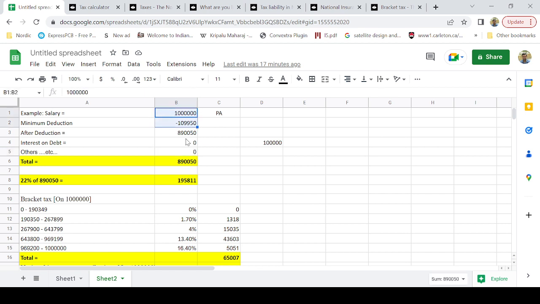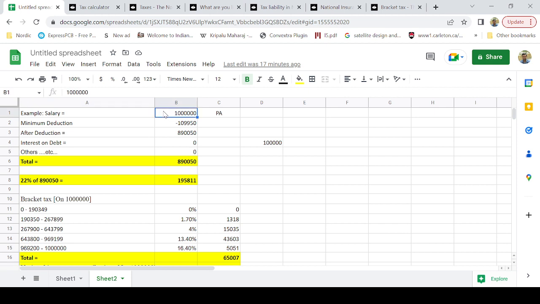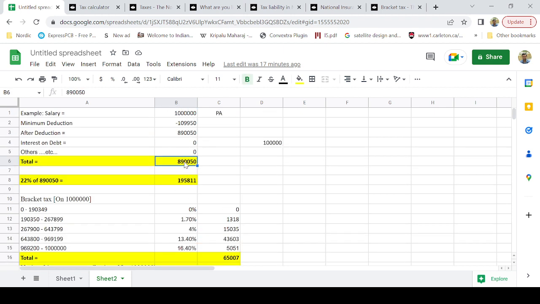After deducting this minimum deduction, this will be the amount, and now you have to calculate tax on this amount. But remember, the bracket tax and the national insurance contribution will always be calculated on 1 million. For these two, you are not supposed to deduct this amount. So those two will be calculated on 1 million. Now you have deducted this, and this is your final amount after deduction. So you have to calculate 22% of this amount. As the general tax is 22%, you calculate on this amount, so it will be this much.